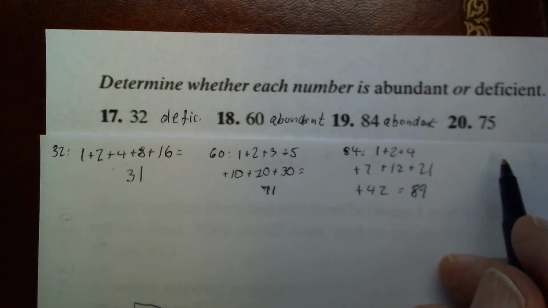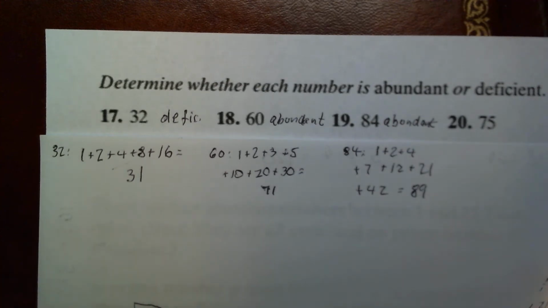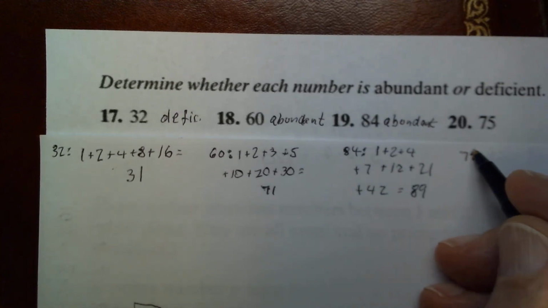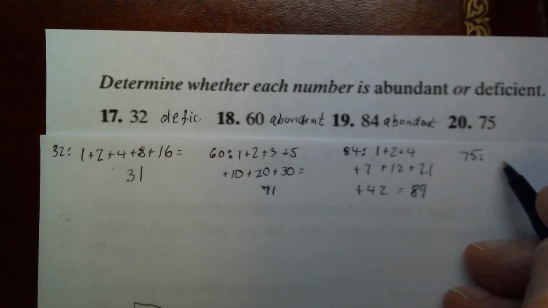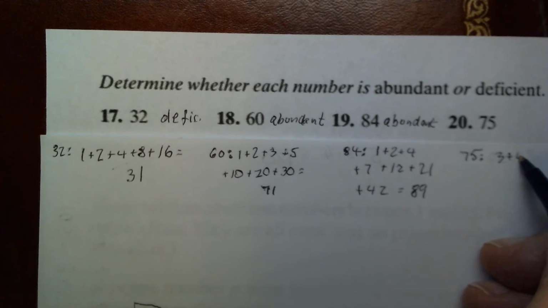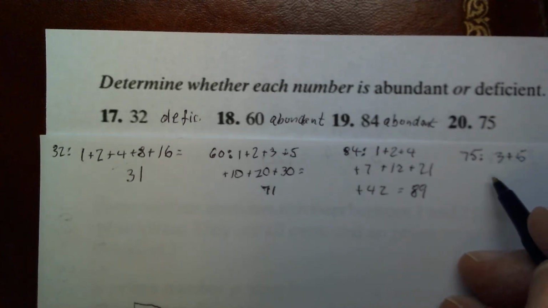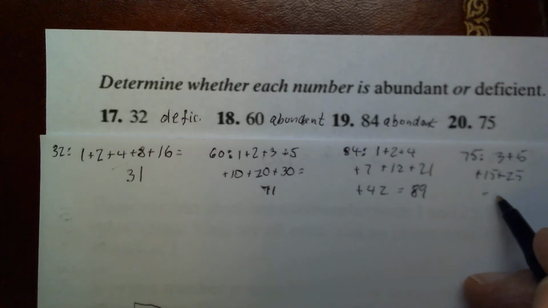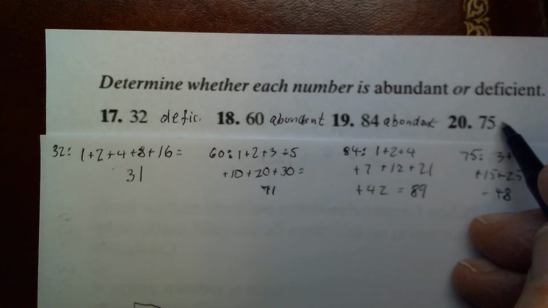And let's look at number 75. For the last one, 75, its proper divisors are 3 plus 5 plus 15 plus 25, and that's equal to 48. So therefore, we can say that 75 is deficient.